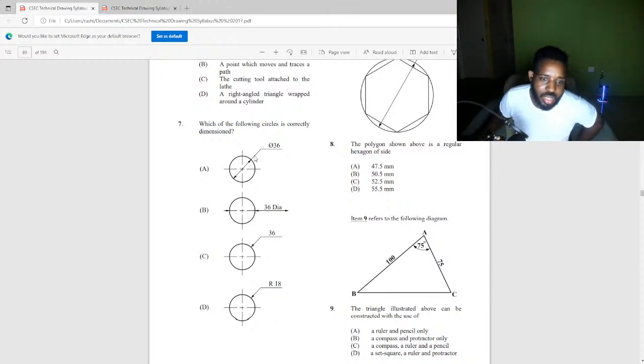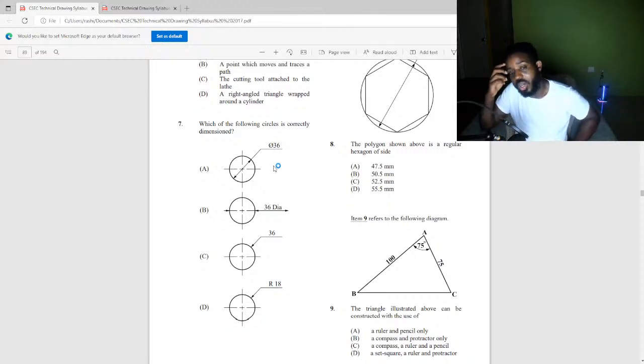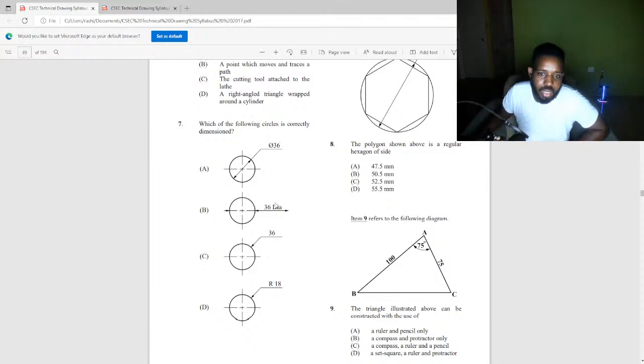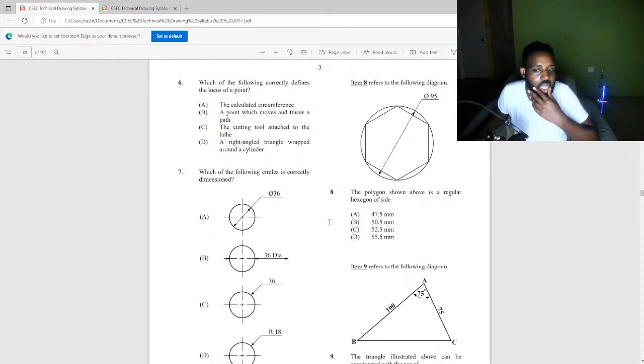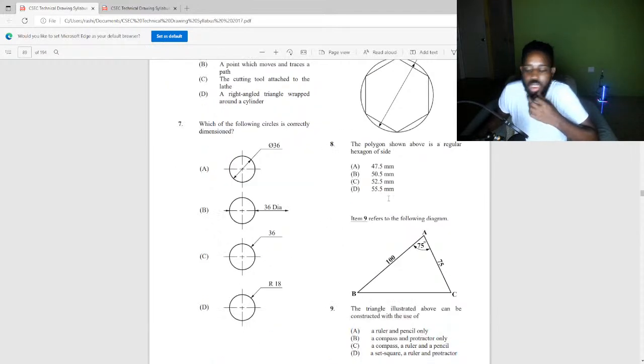It's A because the arrows show you that it's from here to here. And with the 36, you also have the symbol for diameter. This saying 36 DIA, that's not how you would depict the diameter of a circle. Neither this nor the R18. So it is indeed A. Yes, Olivia.